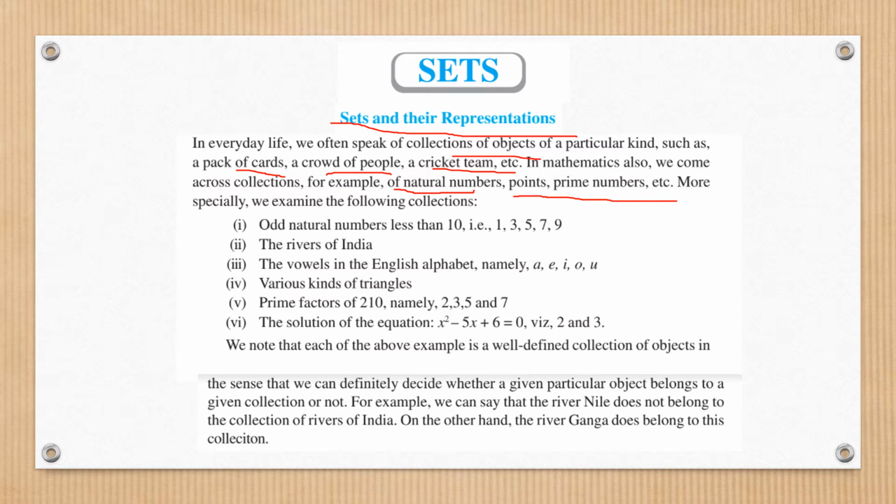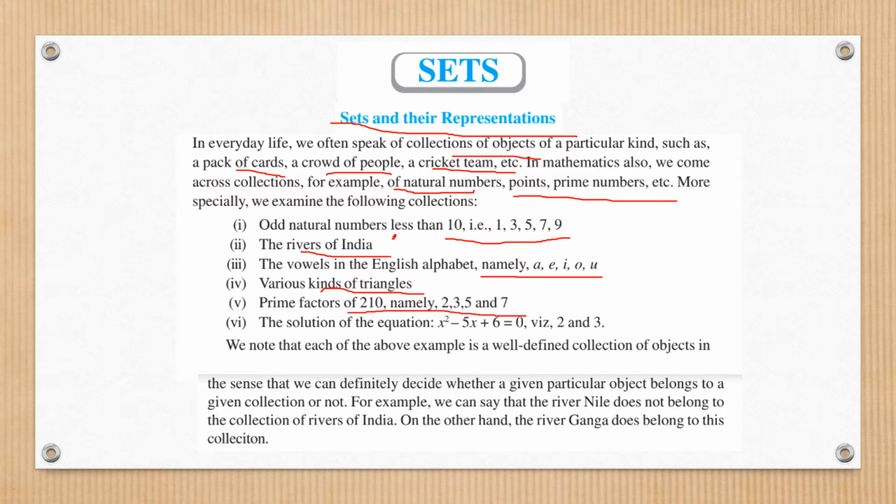So let us take a few examples, like odd natural numbers less than 10. That is 1, 3, 5, 7, 9. So only odd natural numbers which are less than 10. The rivers of India. So this is also a collection. The vowels of the English alphabet, meaning A, E, I, O, U. The various kinds of triangles. The prime factors of 210, which are 2, 3, 5, 7.